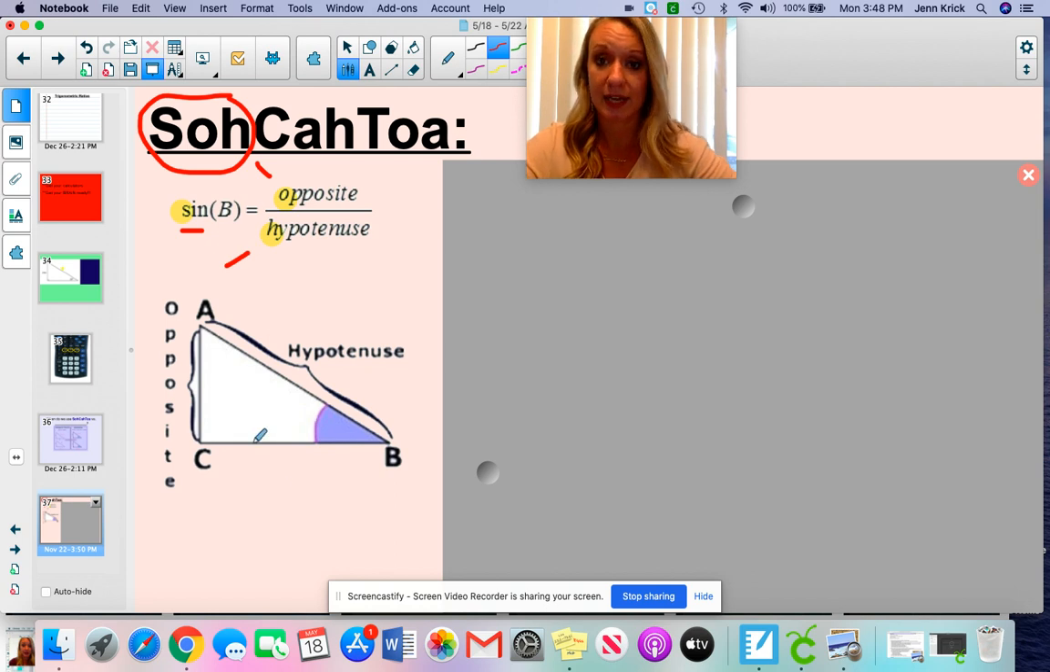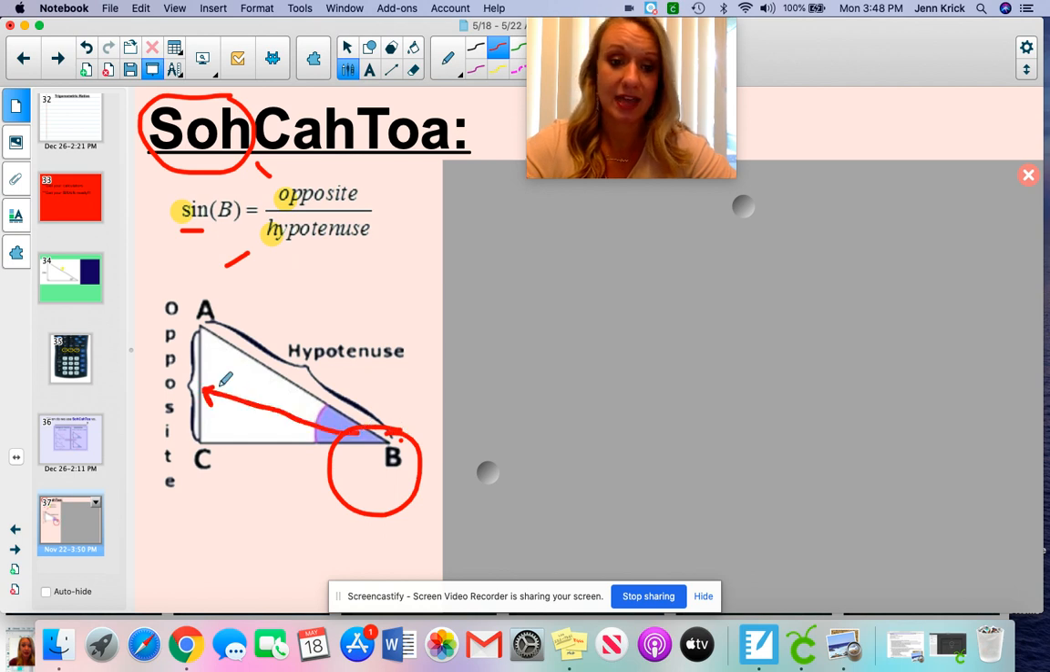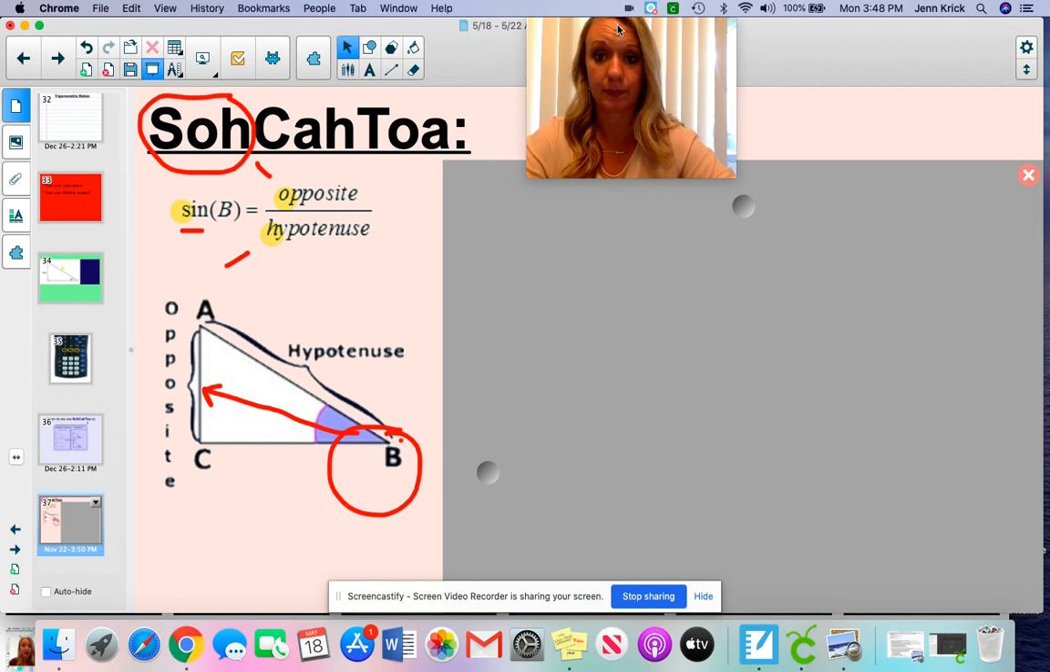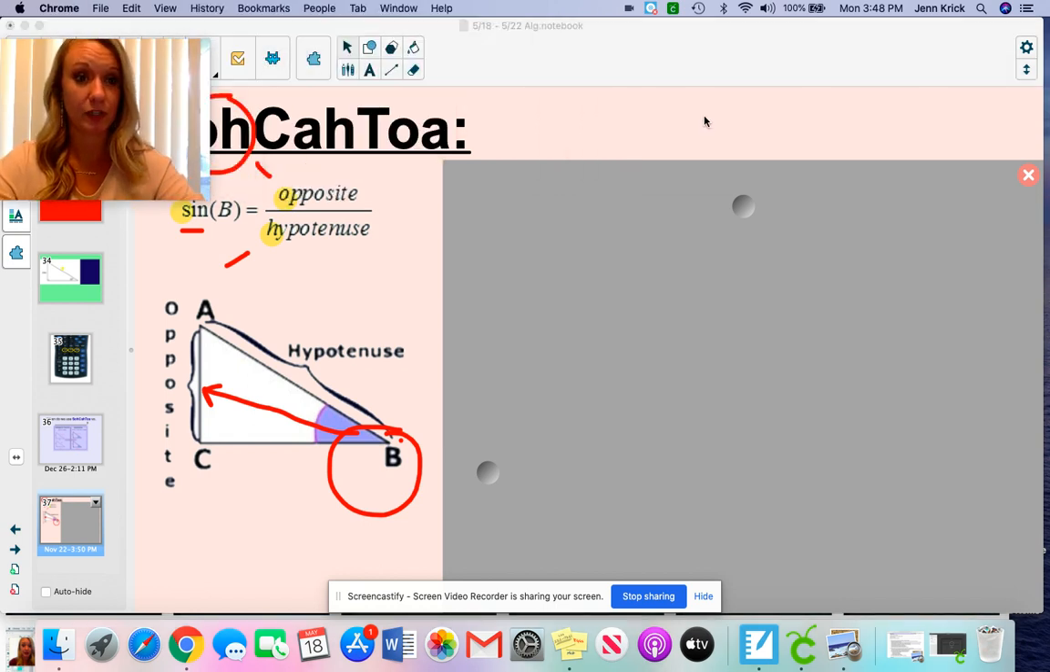Take a look at my diagram. If I'm looking at angle B, I see that I've got the opposite right here. Opposite means it's across, and then this is my hypotenuse. So if you have the opposite and the hypotenuse, you would use the sine, and we set it up as a ratio or a fraction. All right, hang tight. Again, this might be confusing at first, but once I go through it a few times, you'll start to pick up on it.